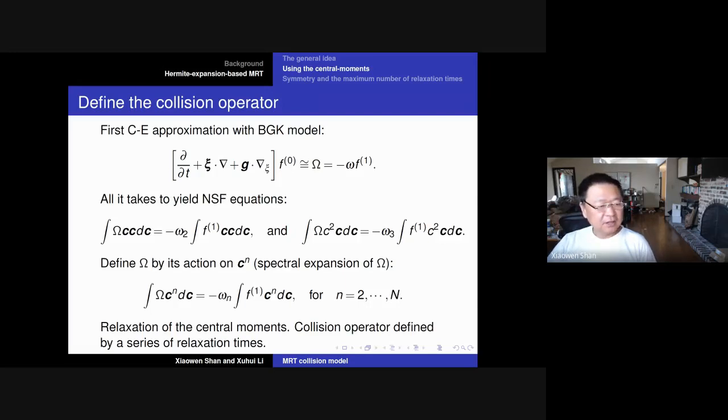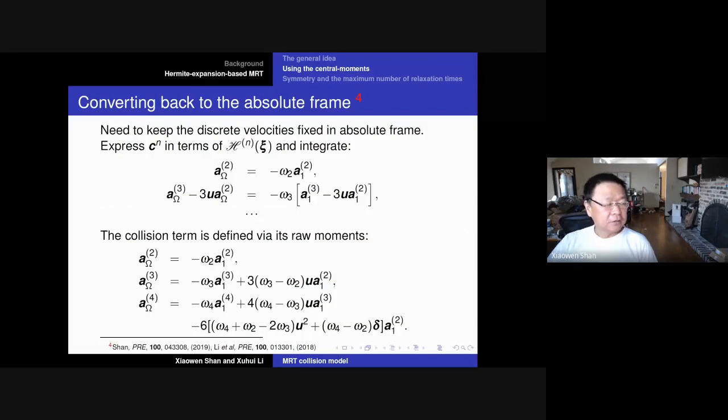This corresponds to the spectrum theory of differential operators. For any linear operator, you can always decompose it into its eigenstates and assign eigenvalues to different eigenstates, so that you can have the entire operator defined by a series of numbers. So by doing that, you essentially move to the central moment space. You calculate your moment in the relative frame.